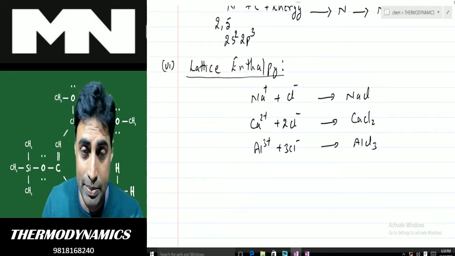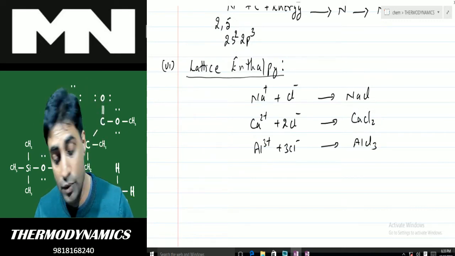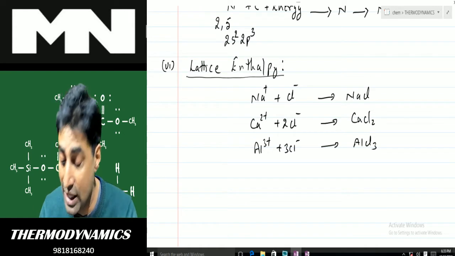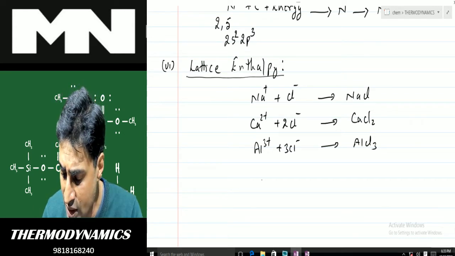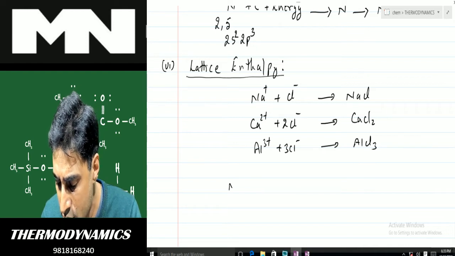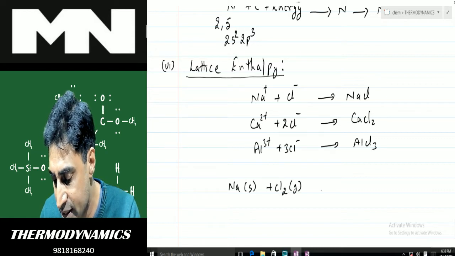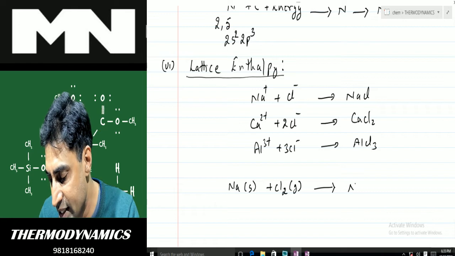Now we'll see the enthalpy change in the formation of an ionic solid. Whenever an ionic solid is formed, what enthalpy change occurs there? Here I'll give you an example of the formation of sodium chloride. For that, suppose sodium in the solid state combines with Cl2 in the gaseous state and it gives me NaCl in the solid state.